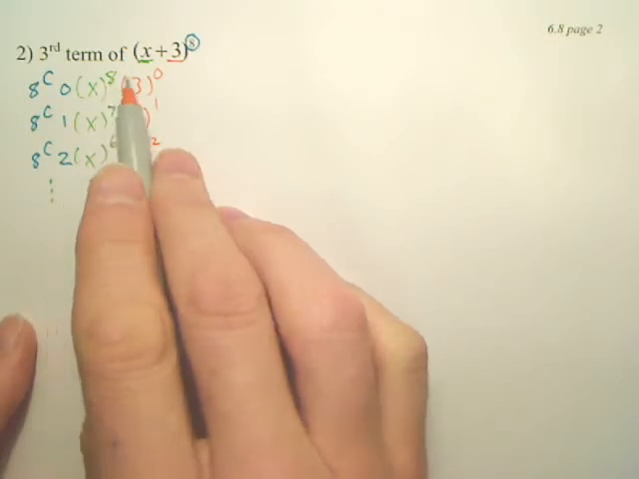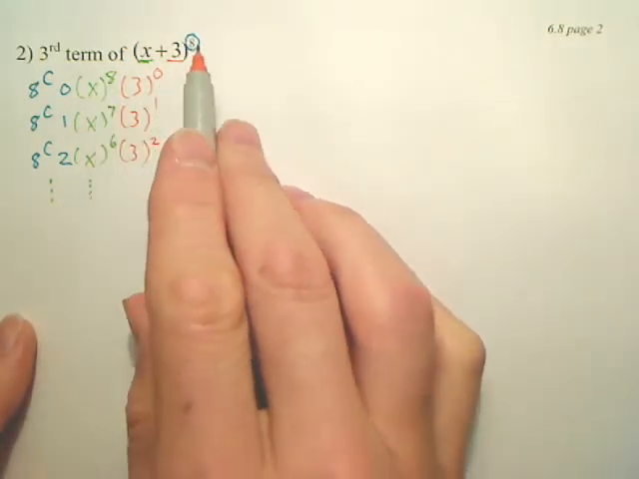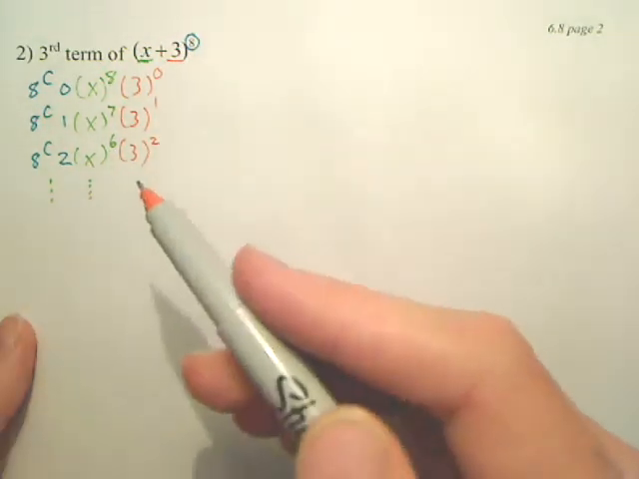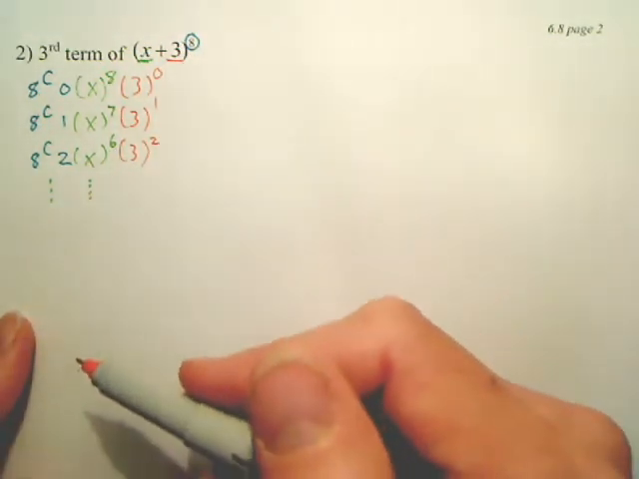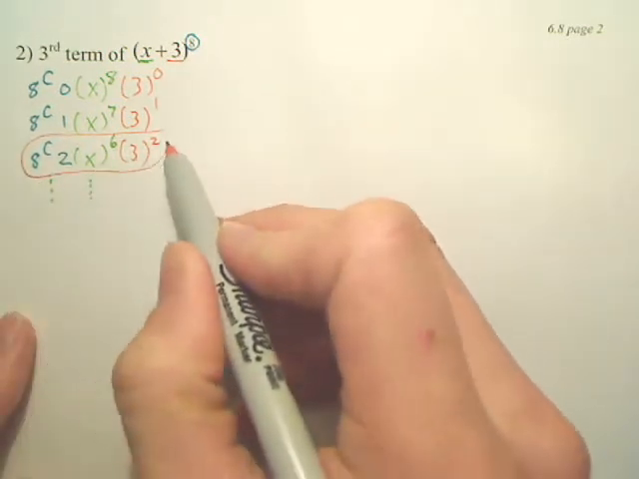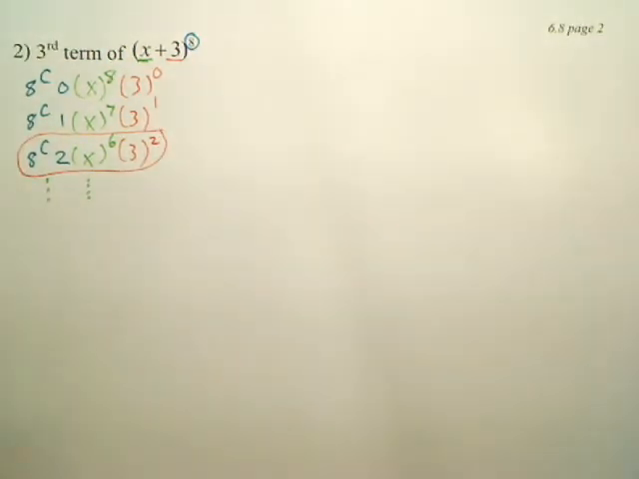Do you guys remember that this and this should always add up to that power? 7 plus 1 is 8. 6 plus 2 is 8. Should always add up. Good little check. So basically, all we care about is this. So let's do that, and we're done. Really nice. It saves a lot of time when the questions ask for just a specific term.